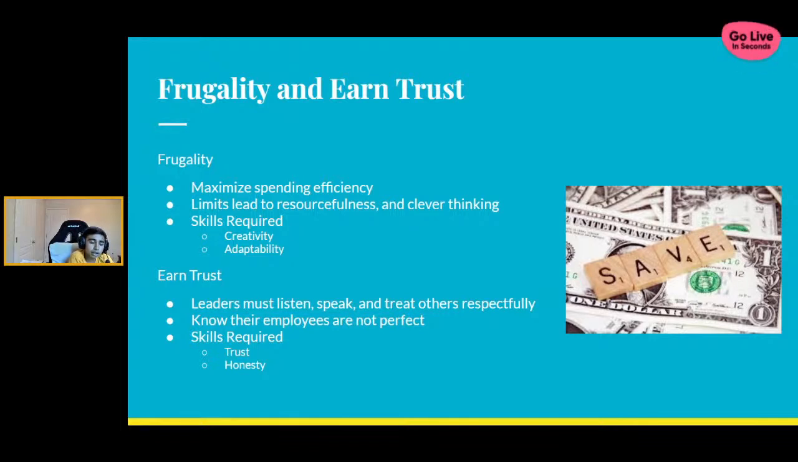And earning trust is how leaders should listen, speak, and treat others respectfully to earn their employees' trust. And they should know that their employees are not perfect. The skills required for this are trust and honesty.